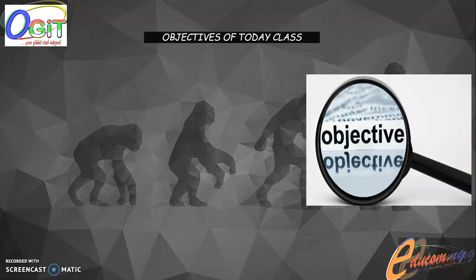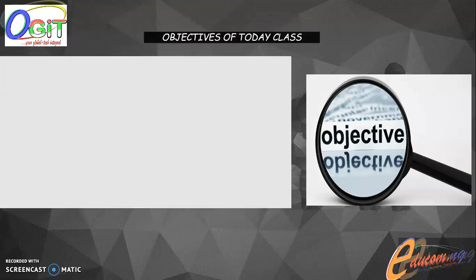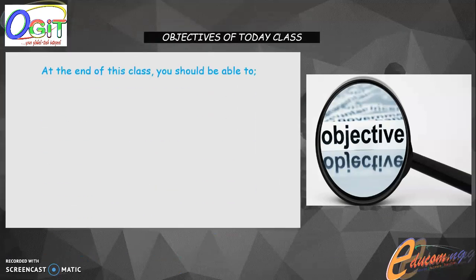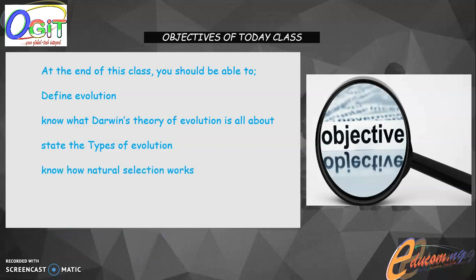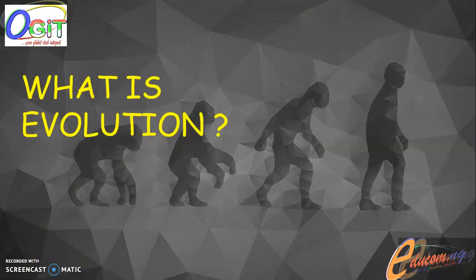The objectives of today's class are: at the end of this class, you should all be able to define evolution, know what Darwin's theory of evolution is all about, state the types of evolution, and know how natural selection works. Now to the definition of evolution. What is evolution?